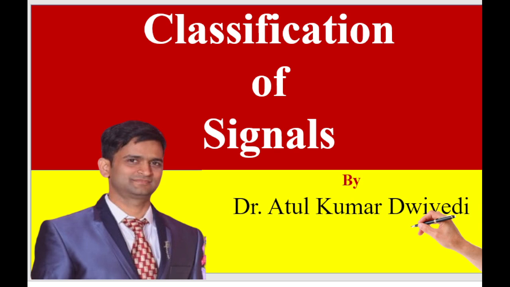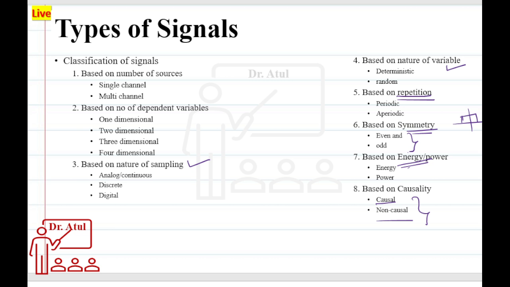Okay, today we are going to discuss classification of signals, meaning how many types of signals are available in nature. This classification will be done based on these topics. There are 8 different types of topics by which we can do the classification.